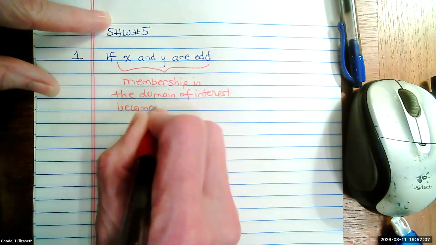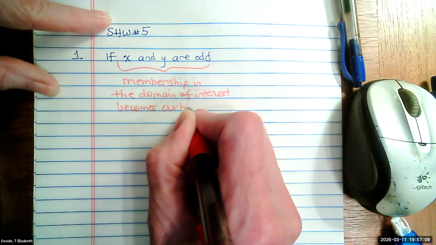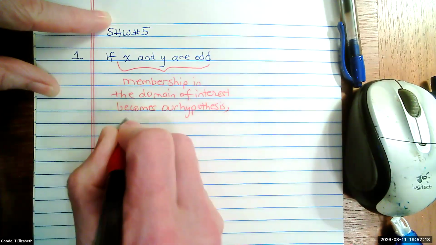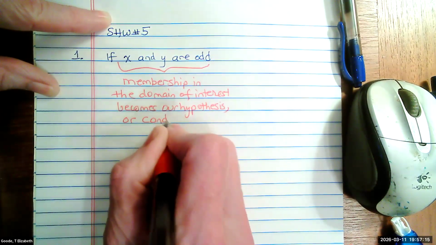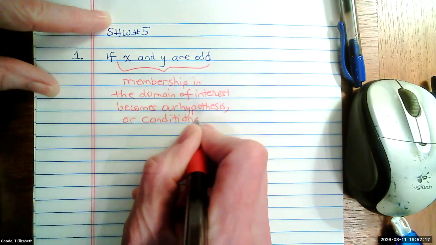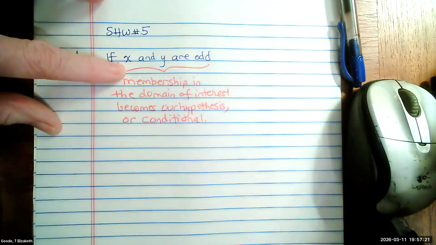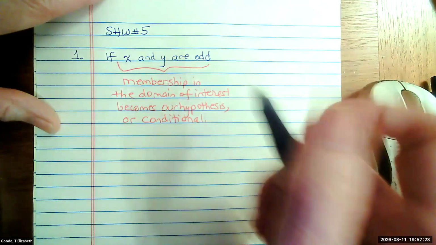Becomes our hypothesis. But the hypothesis is also called the condition because it's conditional on the condition that X and Y are odd. And what is the result that that statement says, Isaac?